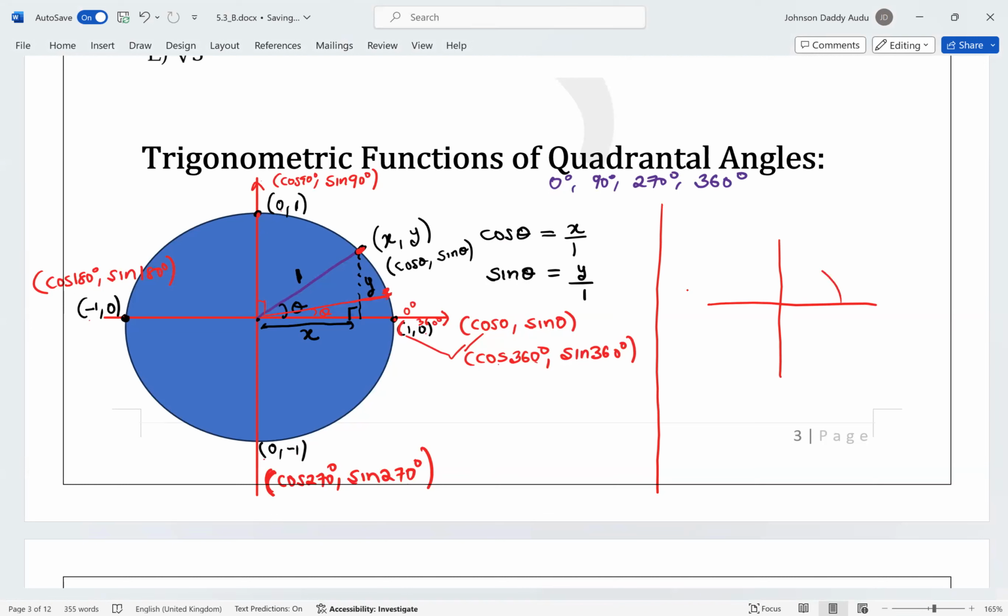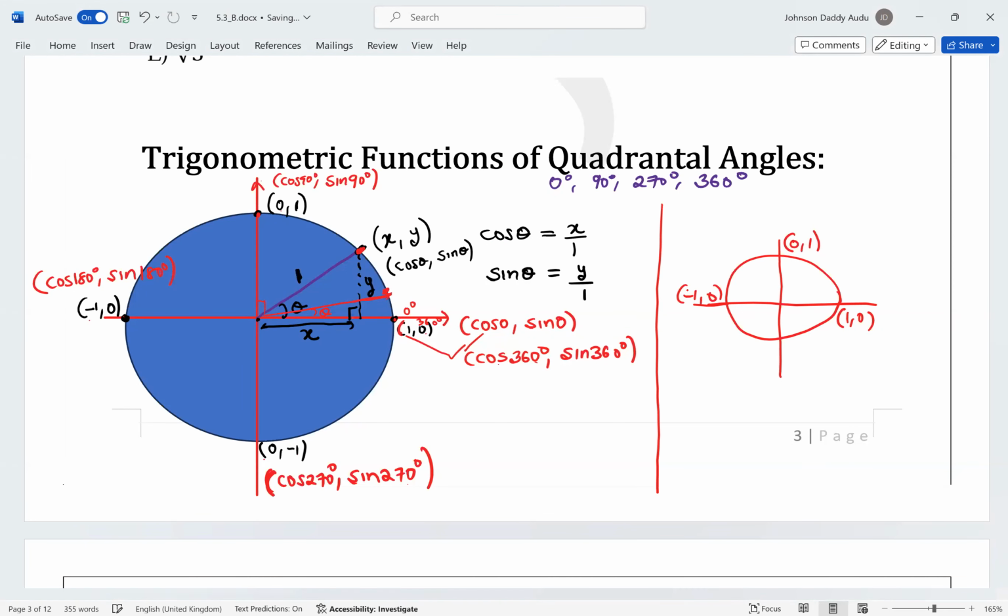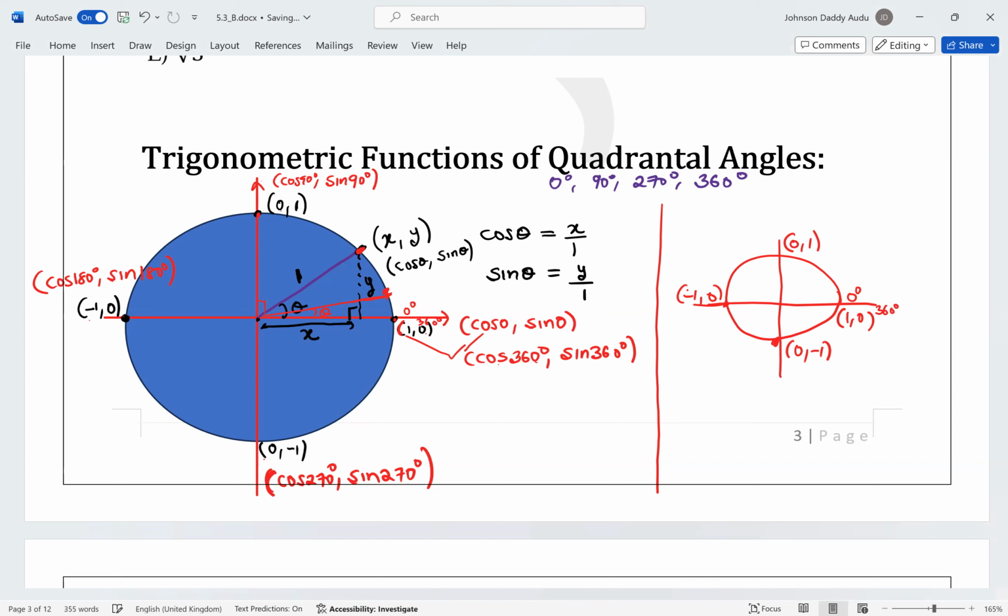This is what you should use: a unit circle. Here is the point 0, 1. Here is the point 1, 0. And here is the point minus 1, 0. And here is the point 0, minus 1. Then you should use here as 0 degrees or 360 degrees, anyone.